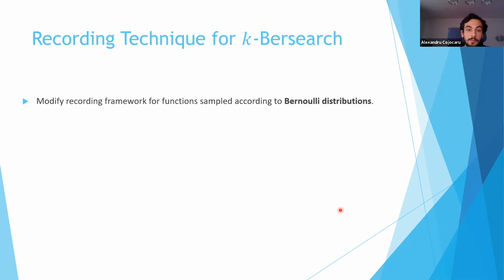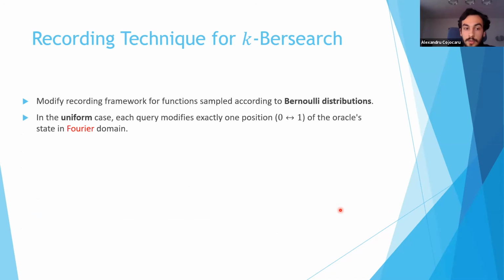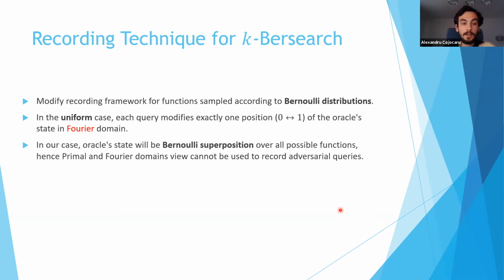In our case, we have to modify this recording technique to accommodate the k-bear search problem. Essentially, we now allow for functions sampled according to Bernoulli distributions. As you have seen previously, in the uniform case, each query would have the effect of modifying exactly one position, either from 0 to 1 or from 1 to 0, of the oracle state in the Fourier domain, so in the dual domain. But now in our case, because we have a function sampled according to this Bernoulli distribution, the initial oracle state would be a Bernoulli superposition over all possible functions.